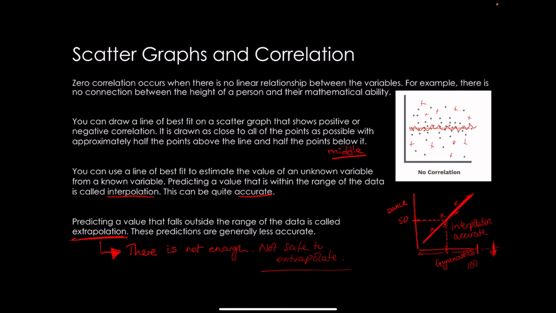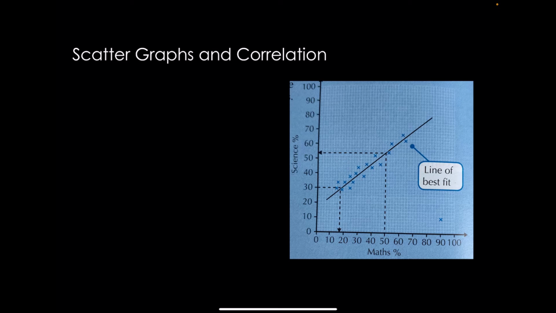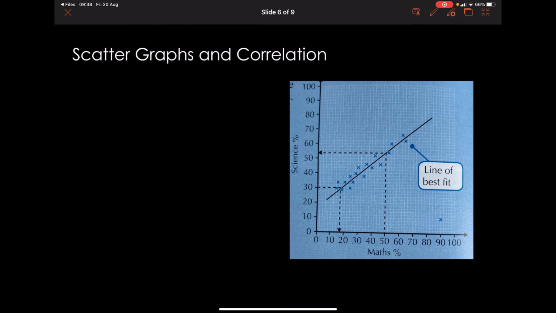Okay, now here's a really good example of a scatter graph and a few questions that you might get asked. Now, if you look at the graph, before I put any questions up, we can already tell a few things from this graph. We can see that it's a positive correlation. Okay, we can also see that it gives us the maths and science scores. Okay, and we can see that a line of best fit has been drawn.